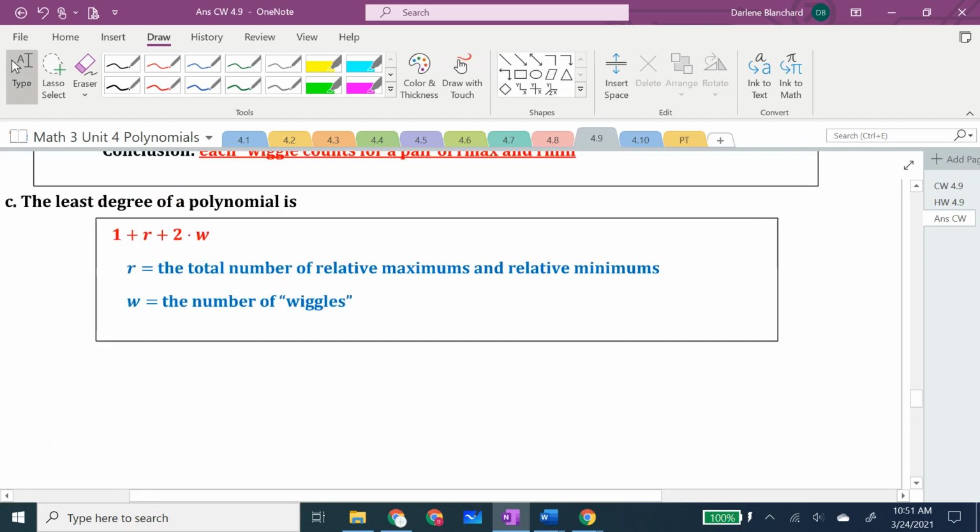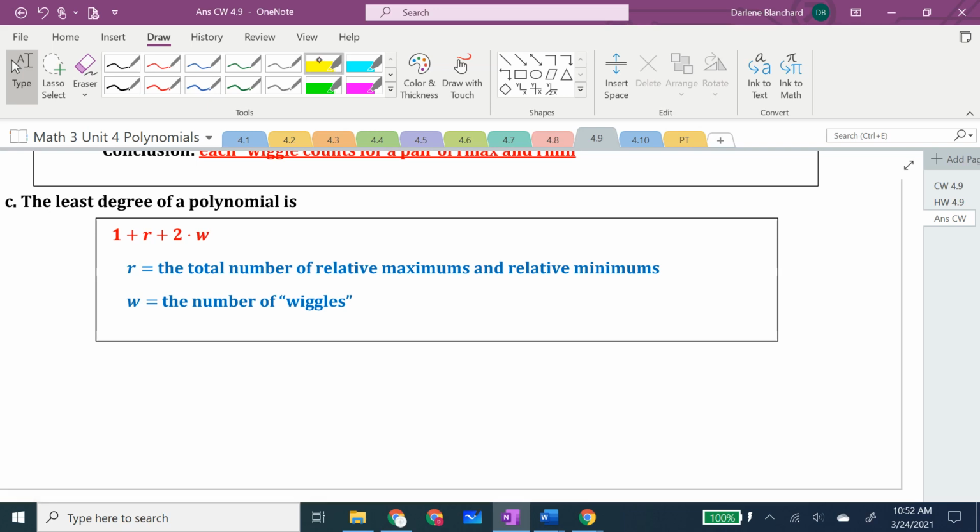And I'm going to go back to the formula. I put W as number of wiggles, but it's not a mathematical definition, it's a description of something trying to create that minimum or maximum. So to find the minimum degree, what you're doing is you're counting the number of minimums and maximums, and pretending that a wiggle was an attempt to create another minimum and maximum pair, but it failed. So it counts as 1 minimum and 1 maximum.